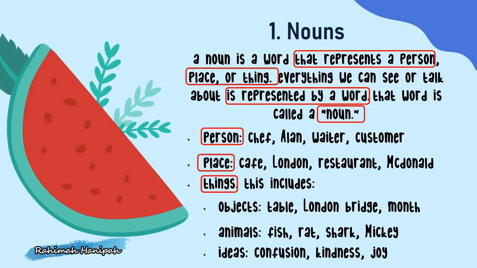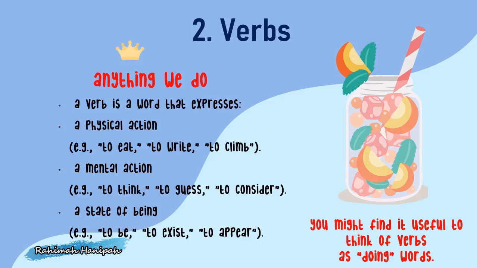These are nouns, words that represent a person, place, or thing. Anything that we can see or talk about is represented by a word, and that word is a noun. Okay, moving on to the second one, which is about verbs.